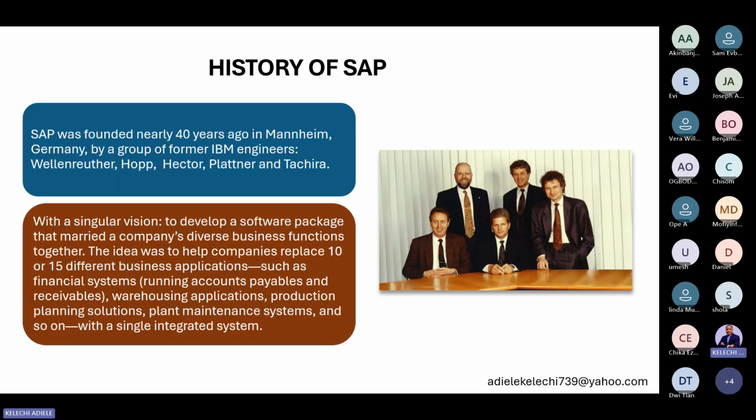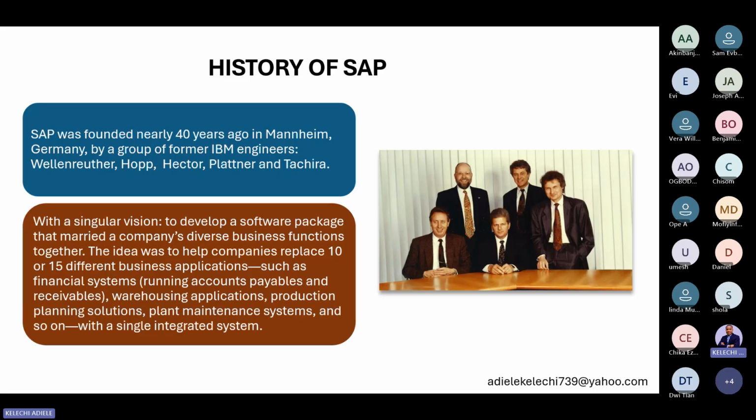SAP was founded nearly 40 years ago in Germany by a group of former IBM engineers, and you see their names. I don't want to murder the names because these are all German names, but we have Hopp, we have Hector, we have Plattner, we have Tschira, and we have Wellenreuther. So these are the five remarkable people that started SAP. Now, what was the vision then? And how has that impacted the way SAP as a system is?